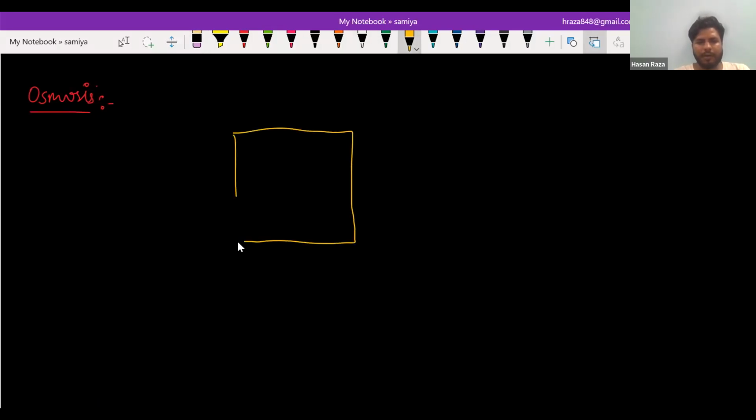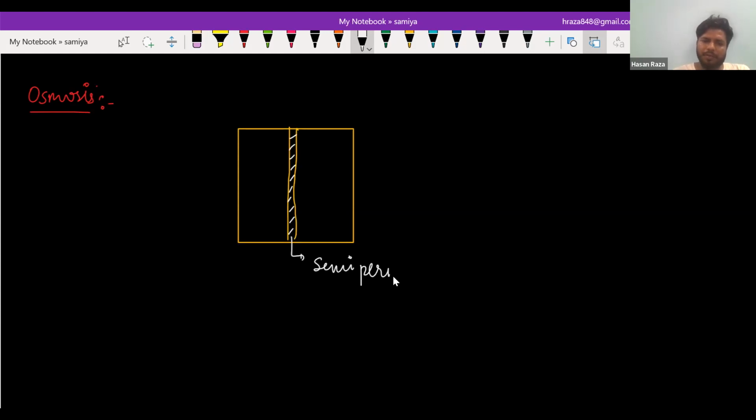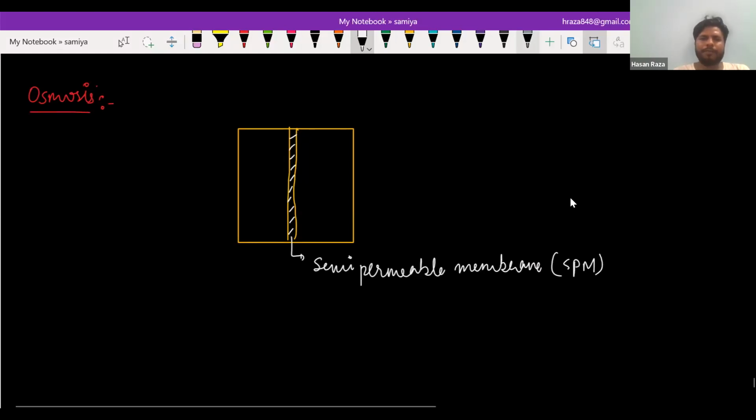There is a container which is divided into two parts with the help of a semi-permeable membrane. That I'm going to write as SP, semi-permeable membrane.